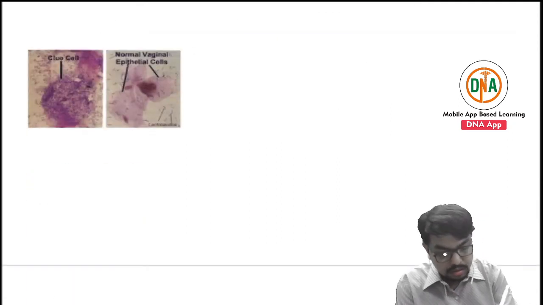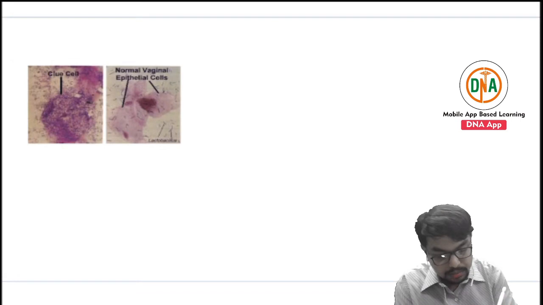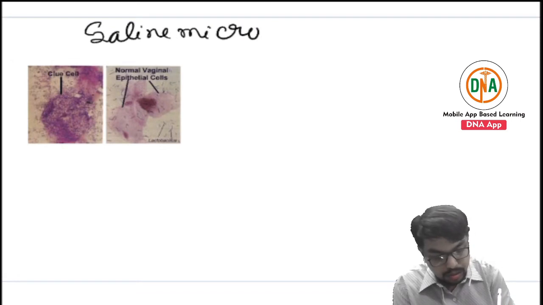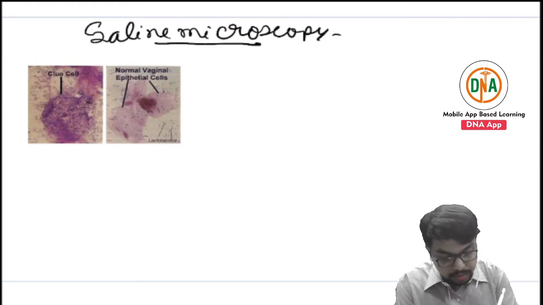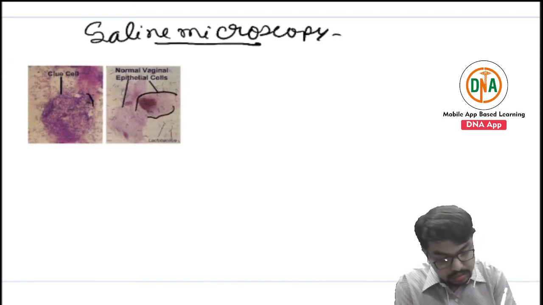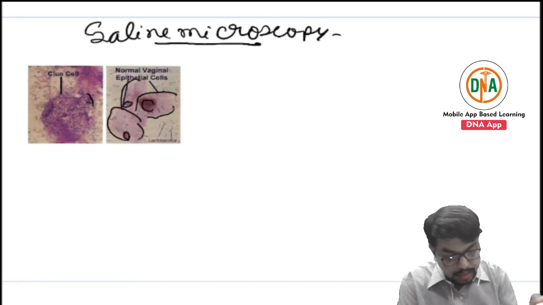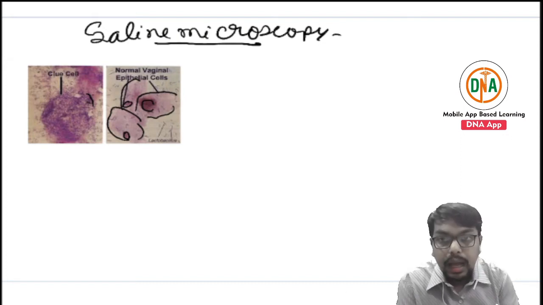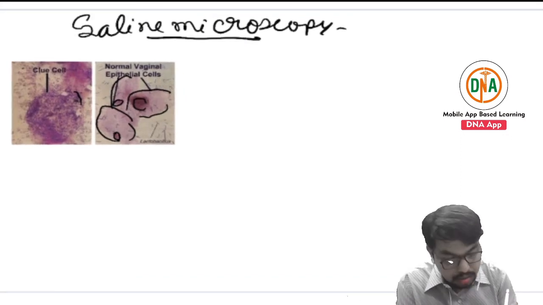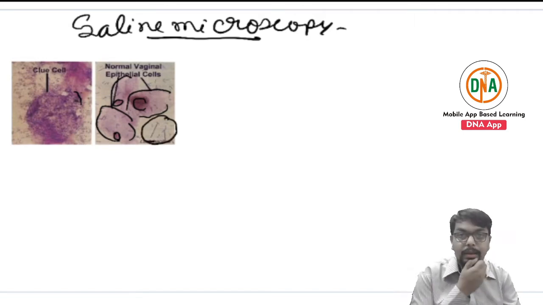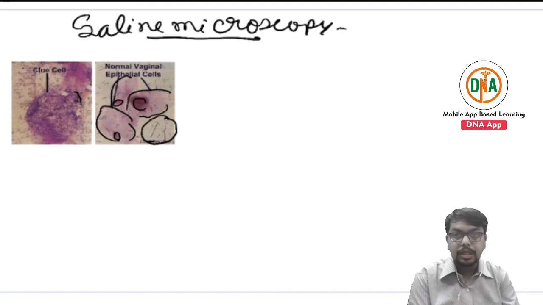Next is the clue cell. If we do saline microscopy, what we get here is vaginal cells. See, this is the normal morphology of the vaginal cells. There is a nucleus present here, and here also. Along with this, you can appreciate the lactobacillus, the bacilli present here. These are the lactobacillus, normal appearing vaginal flora.